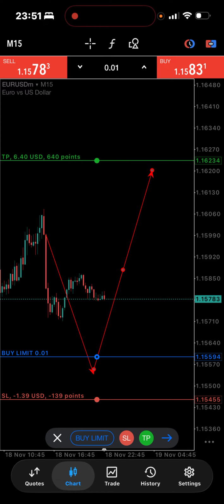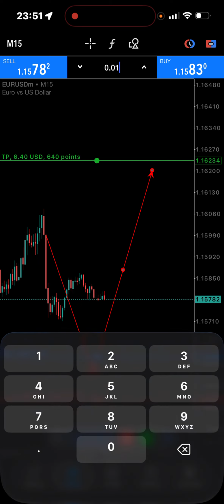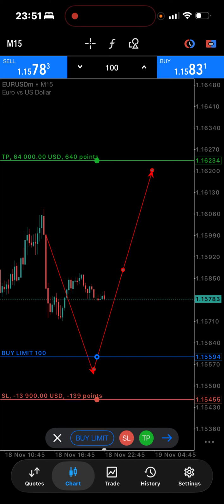If you use 0.01 lot, if you use 0.02, if you use 0.1, if you use 1, if you use 100, everything depends on the account size. You can only use some kinds of lots depending on your account balance. Like now, they won't let you open 100 with your account balance. If you change it to 100, you see the amount of loss now. You can see $13,000 loss, $64,000 profit. So that's how the thing works. That's how you calculate your loss when I give a signal.